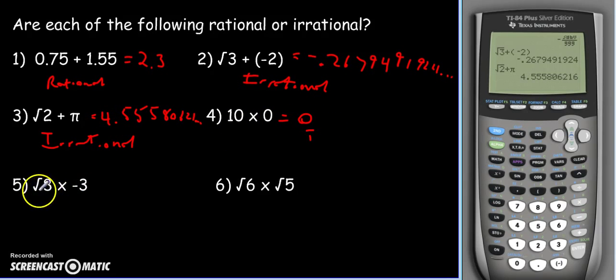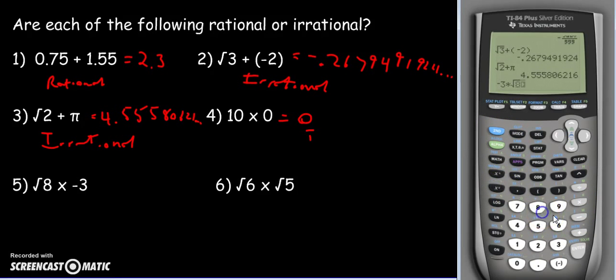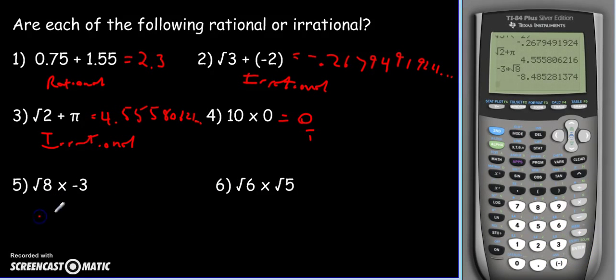Let's take a look at this. This is an irrational and a rational. If we multiply those, negative 3 times radical 8 is equal to another non-terminating, non-repeating decimal. So that's also irrational.